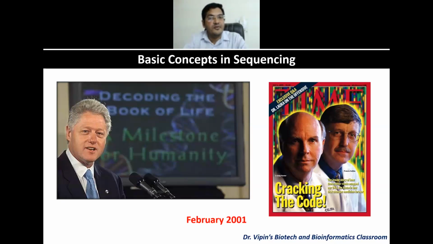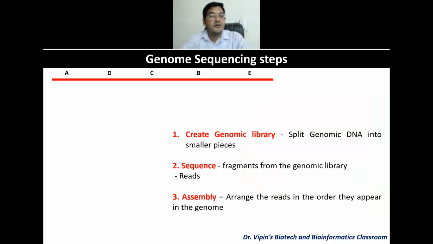So our story begins here. We are talking of February 2001. This was a red letter day in terms of sequencing. We had the announcement of the decoding of the book of life, the announcement of the human genome. The human genome was sequenced by a company called Celera Genomics, headed by Craig Venter, and a publicly funded organization called the Human Genome Organization, headed by Francis Collins at that point of time. So this is where we begin, and since then it has been a most remarkable journey.